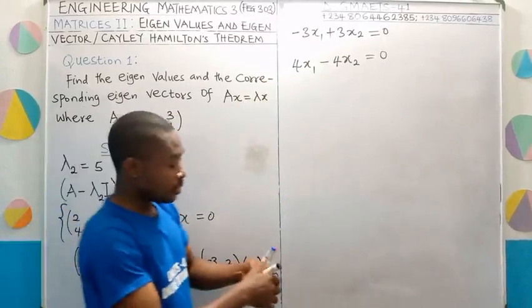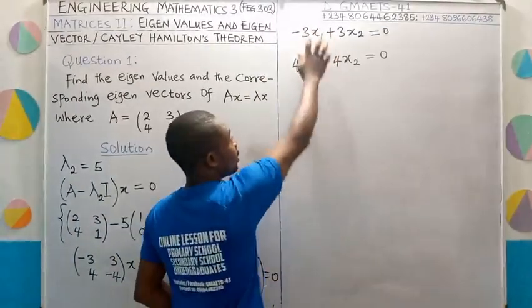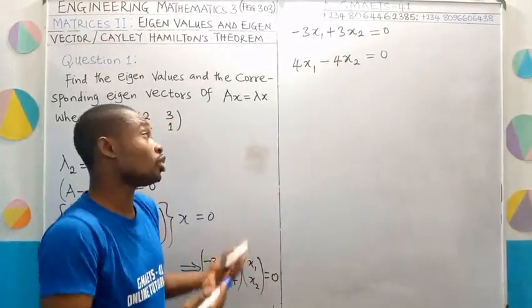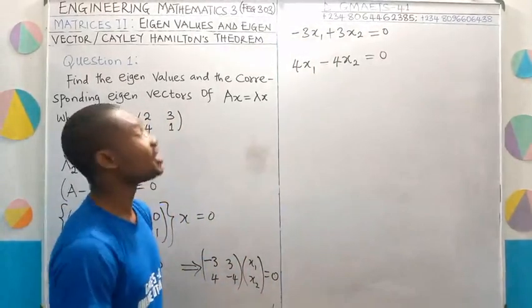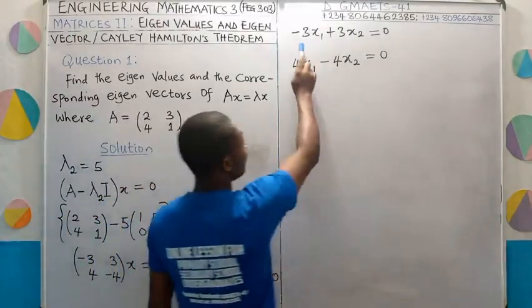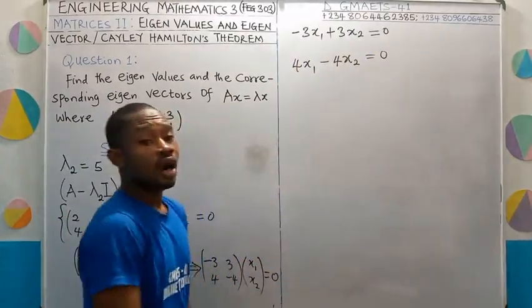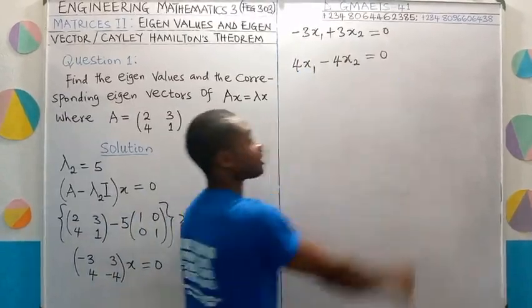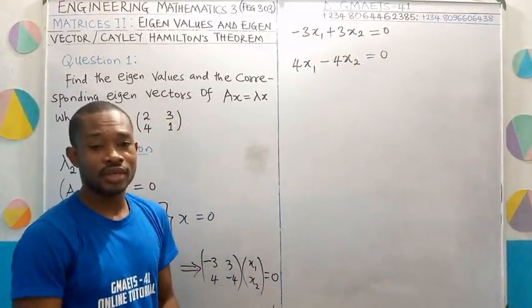Okay? So what do we do from here? We are going to solve for this equation and see what we are going to get. Although any one of them you use, you still get the same result. Is that okay? If you like to use this first one to get the value of x2, or you decide to use this second one to get the value of x2, the answer you're going to get will be the same.